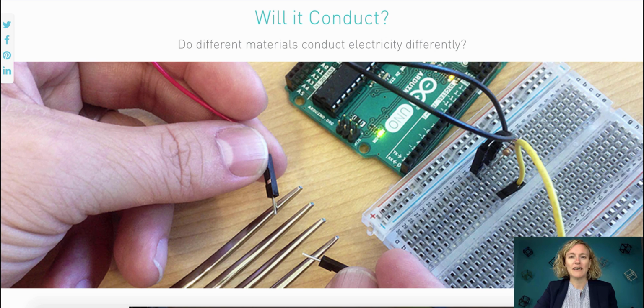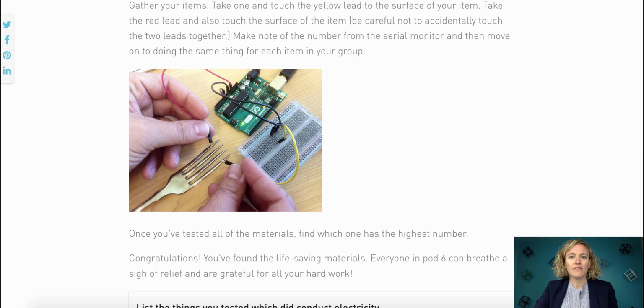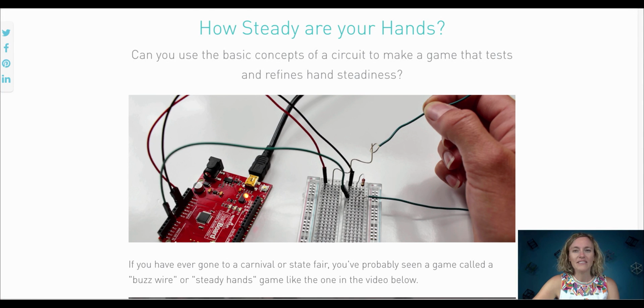In the experiment titled Will It Conduct, the students will build a circuit using the breadboard and the Arduino, and then they will gather things from around the classroom and test them to see if they conduct electricity. In How Steady Are Your Hands, the students will build a game using the Arduino and a breadboard that uses the basic concepts of a circuit to test the steadiness of your hands.